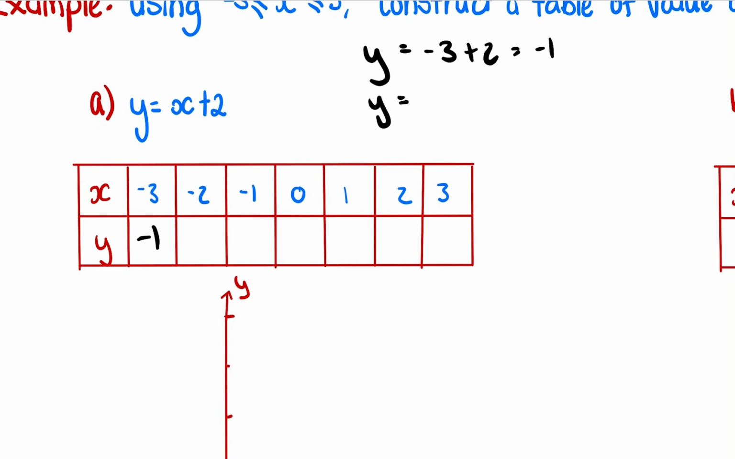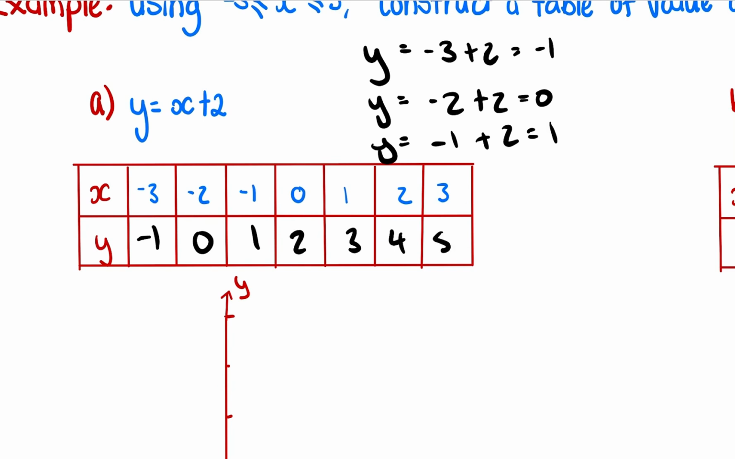So now I'm going to move on to -2. So -2 plus 2 gives me 0. Alright, I'm going to do one more and see if I can see a pattern. So then I'm going to do my -1 plus 2 is going to give me 1. So if you see this, we're going up by ones every time. So that means that's going to be 2, 3, 4, and 5.